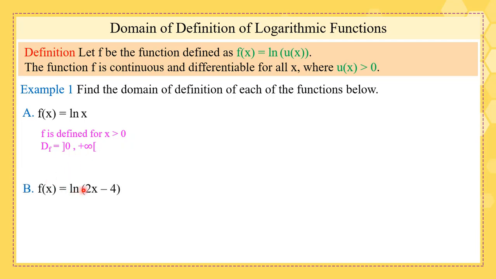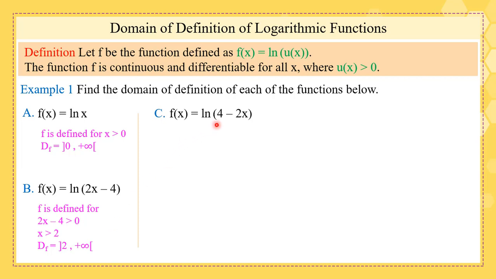f of x is ln of 2x minus 4. So f in this case is defined for this quantity greater than 0. So 2x minus 4 is greater than 0, which means that x is greater than 2, and the domain of definition of f is 2 excluded, plus infinity.